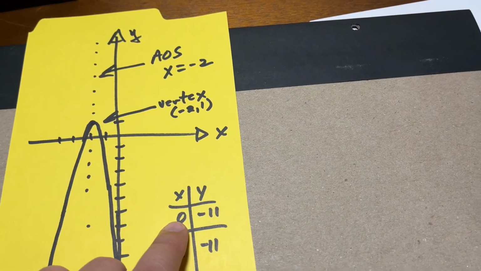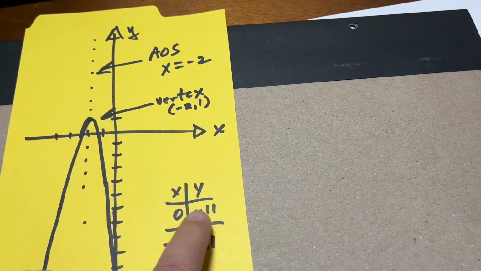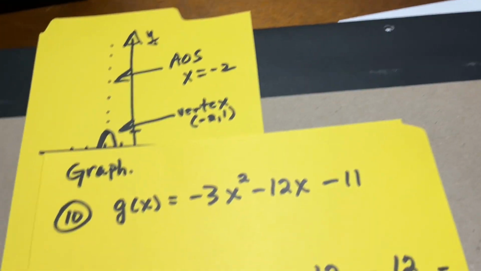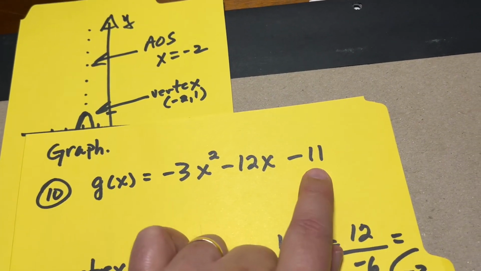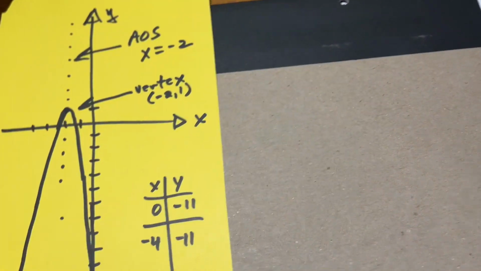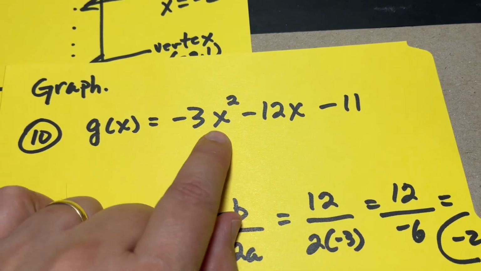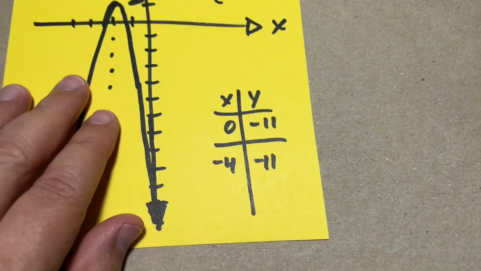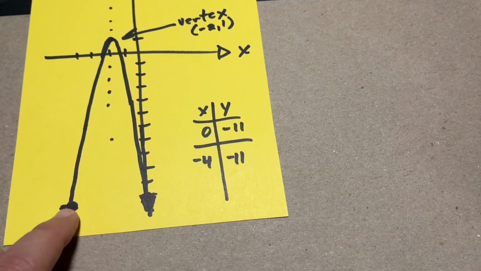I put 0 into the original problem, and I put -4 into the original problem, and I calculated for y. So in case you don't know what I'm talking about there, I literally put 0 there and put 0 there and did the math, and that's where the -11 comes from on this. So 0, -11. And then you take -4, put -4 there and put -4 there and do the math, and you will find out that you get -11 there as well. So 0, -11 is down here. -4, -11 is down here.